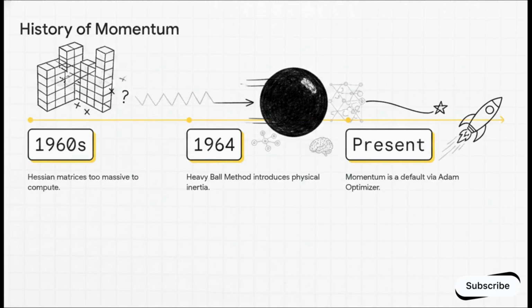Completely impossible. But in 1964, Boris Polyak had this absolute game-changer of an insight, the heavy ball method. He realized that instead of doing impossible math, we could just simulate physical inertia. By making the optimizer act like it has mass, we get second-order speeds at first-order memory costs.